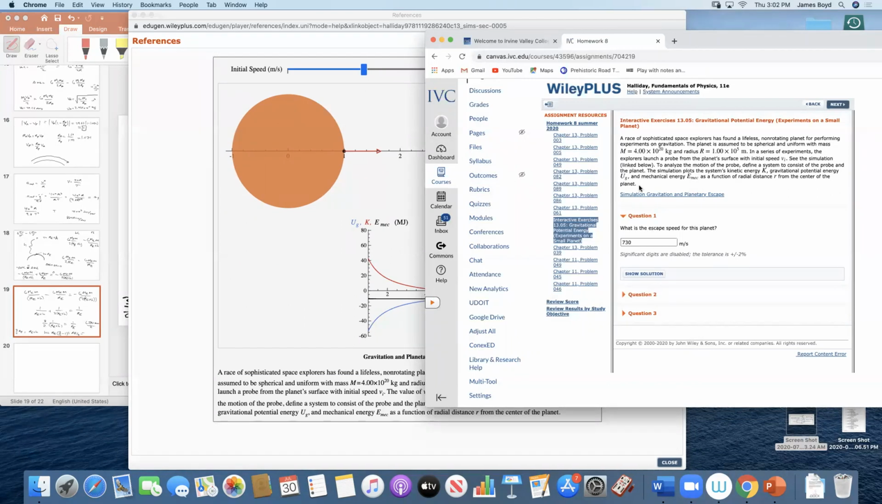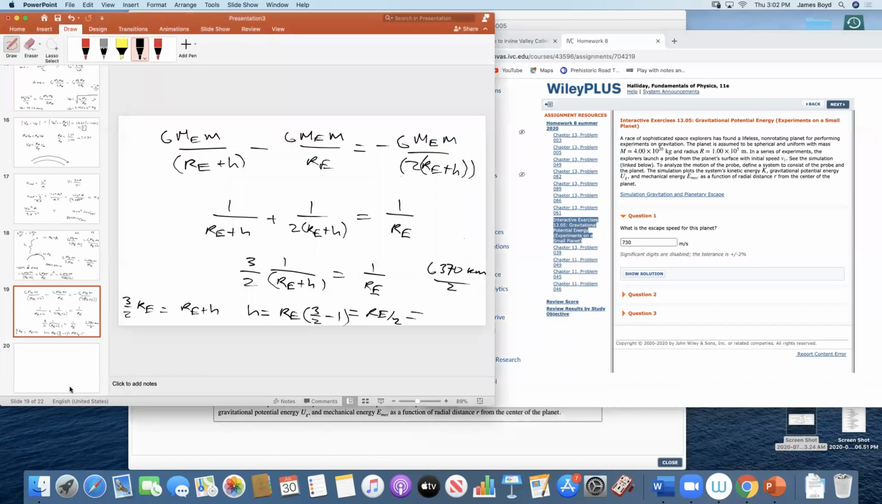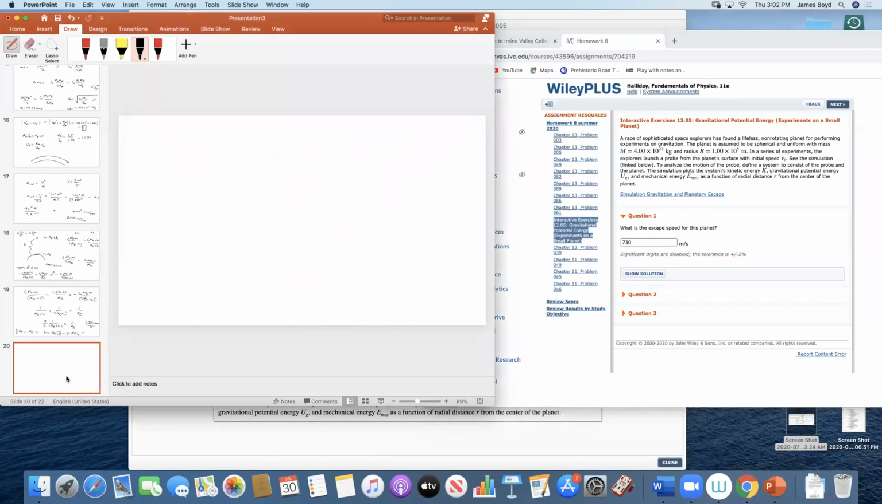I think you can actually put in escape speed. Escape speed is at the point where mv squared over 2 minus GMm over r is equal to 0, right? So mv squared over 2 is equal to GMm over r. The m's cancel, and v is the square root of 2GM over r, the escape speed from a planet. You could plug that in.